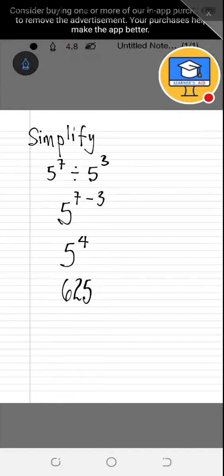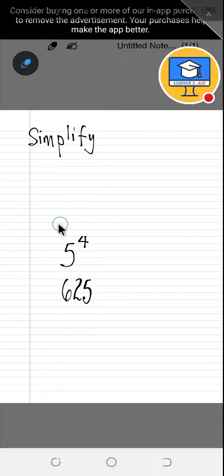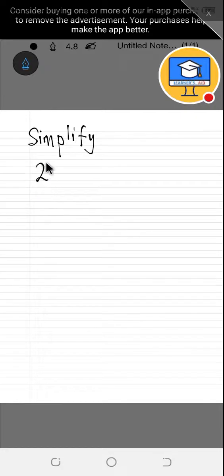So, simplify 2 to the power 3 times 2 to the power 4. 2 to the power 3 times 2 to the power 4.